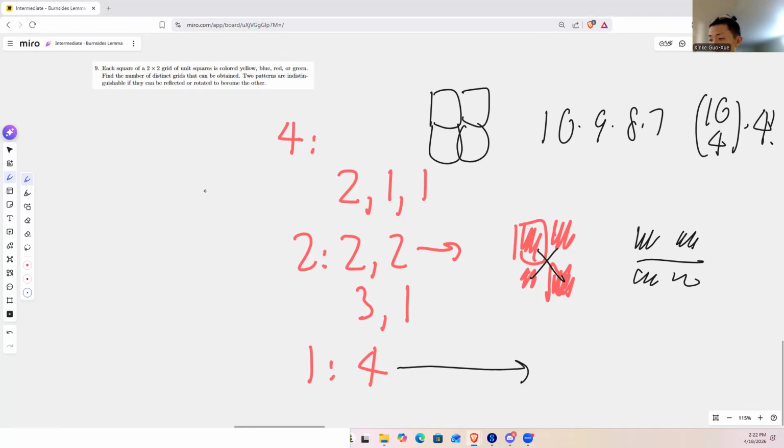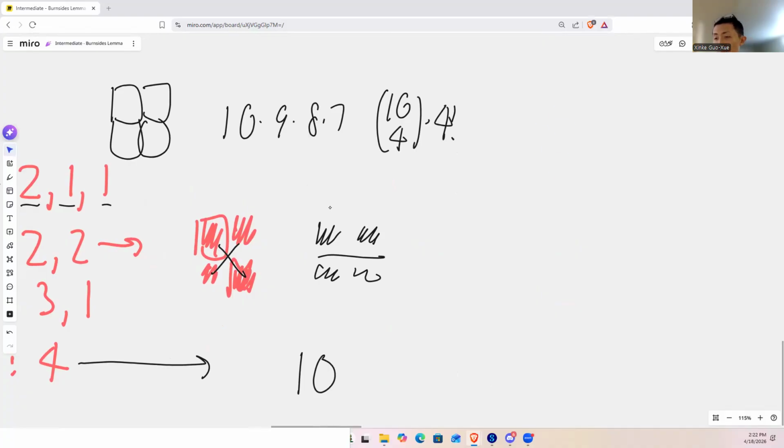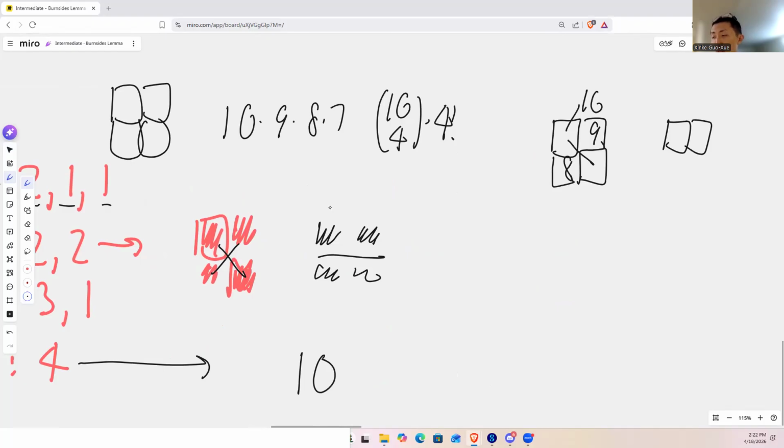If they're all the same, well, that's easy. Then there's just 10 ways. If three colors, it has to be 2, 1, 1. So the two that are the same could be on adjacent corners or opposite corners. If they're on opposite corners, there's 10 ways for the color of these two, 9 ways for the color of this one, and 8 ways for the color of that one. But there's two ways we could choose which two are the same, either these two or these two. So that's like 9 times 8 times 7.